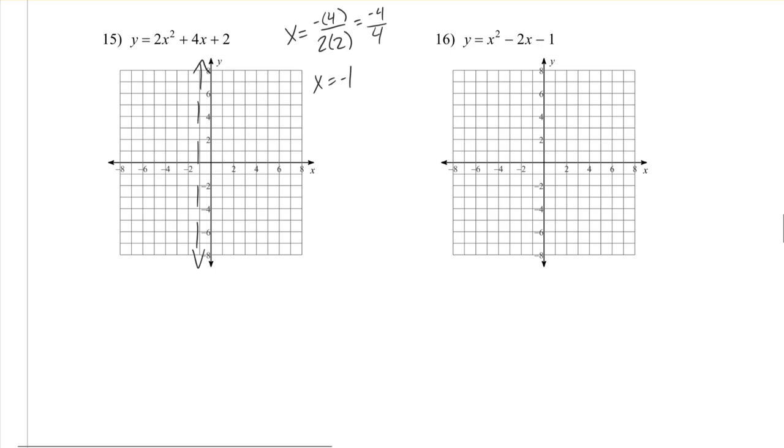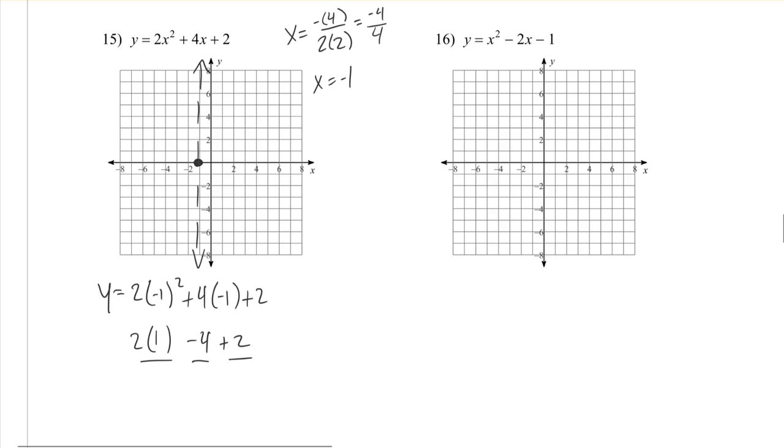Going to plug in a -1. Y equals 2x squared plus 4x plus 2, and we'll sub in a -1. -1 squared makes 1 times 2. 4 times -1 makes -4 plus 2. 2 minus 4 plus 2 is what? 0. So -1, we're at 0. Did we mess up somewhere? I don't think so.